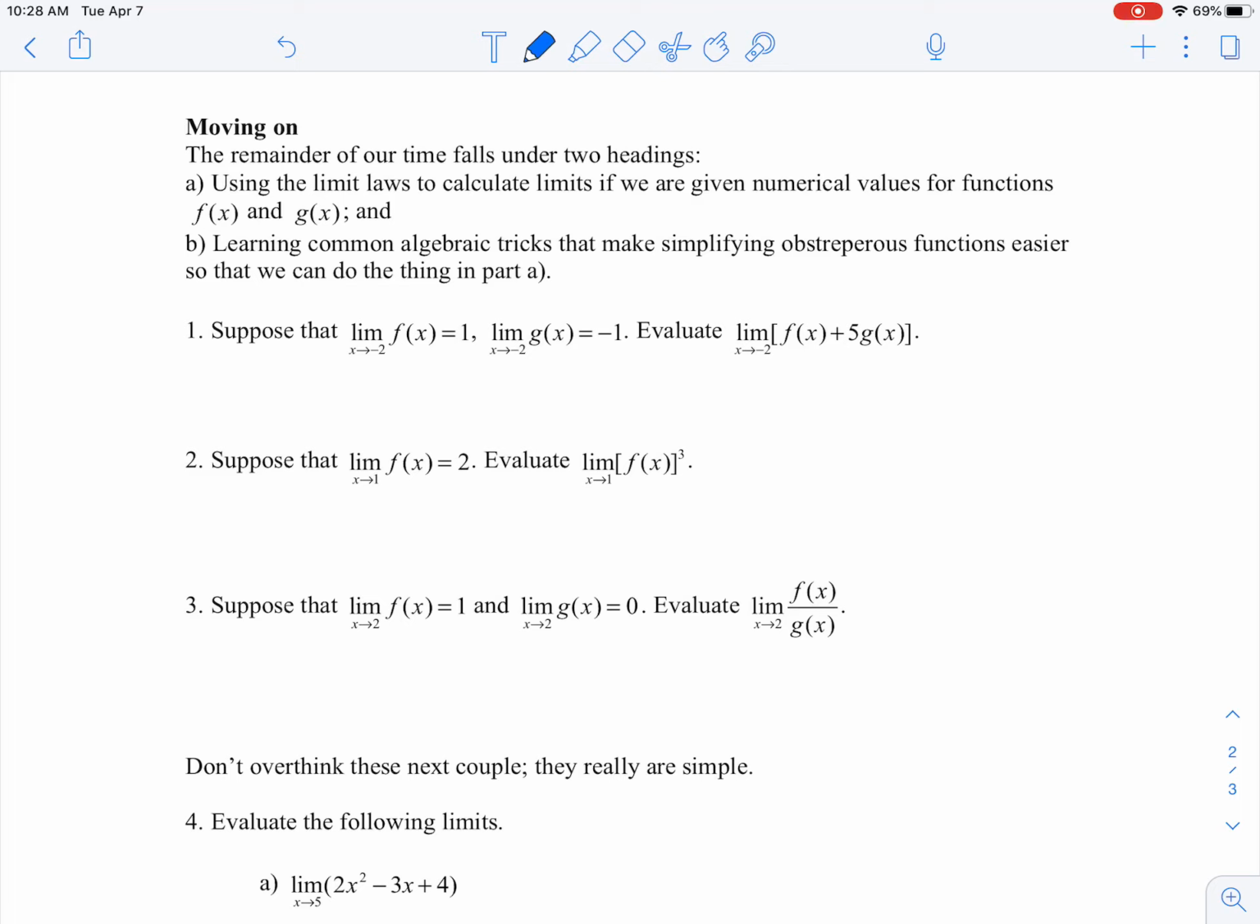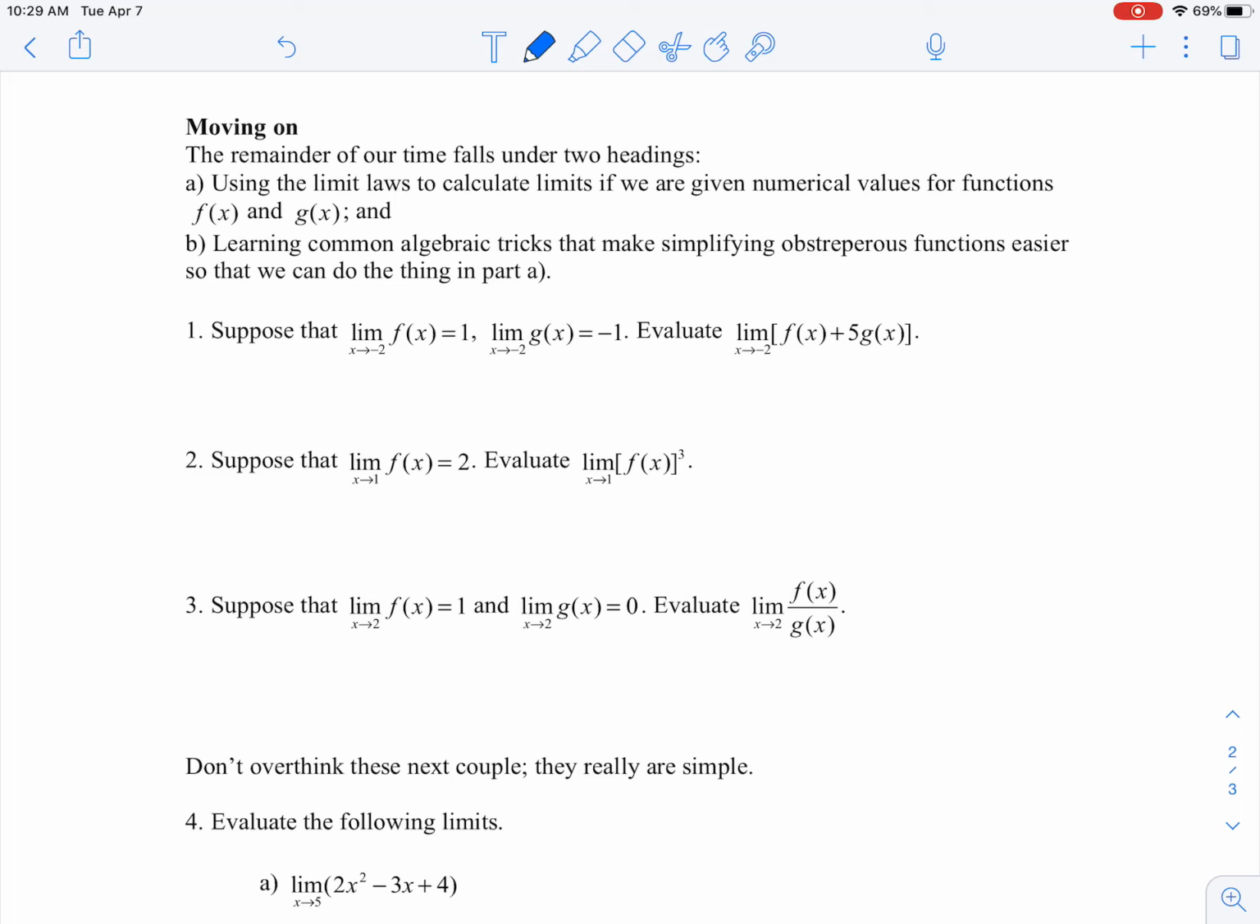Okay, moving on. So the bulk of our time is not going to be hashing through these laws. The bulk of our time is going to be using them. And here's the way that we're going to structure that. First, A, we're going to use the limit laws to calculate limits if we are given numerical values for functions f of x and g of x. And secondly, B, we're going to be learning common algebraic tricks that make simplifying obstreperous functions easier so that we can do the thing in part A.